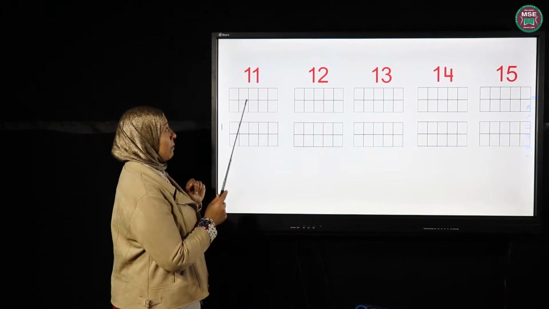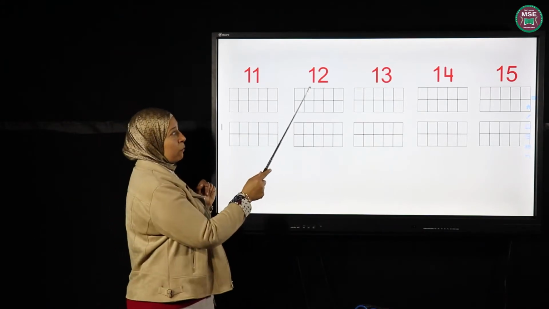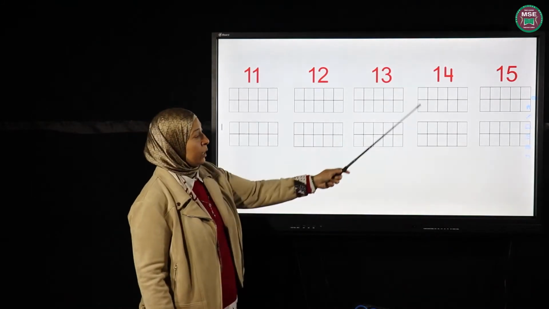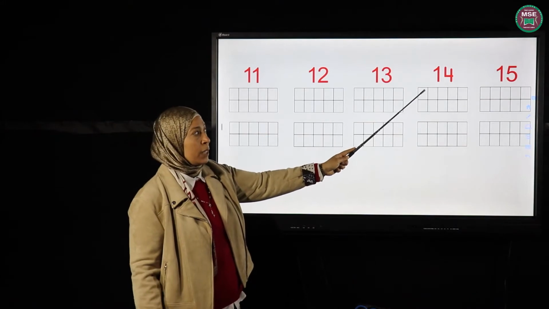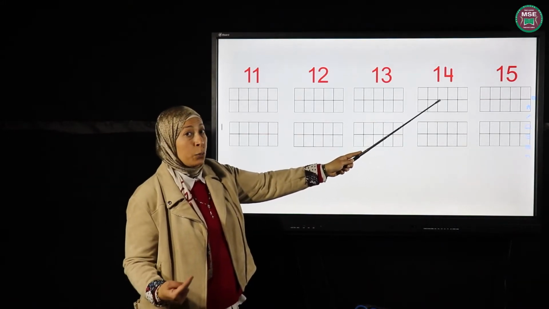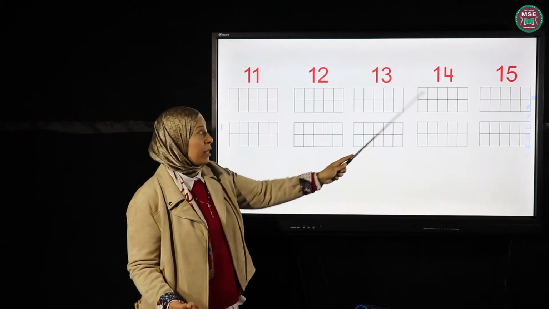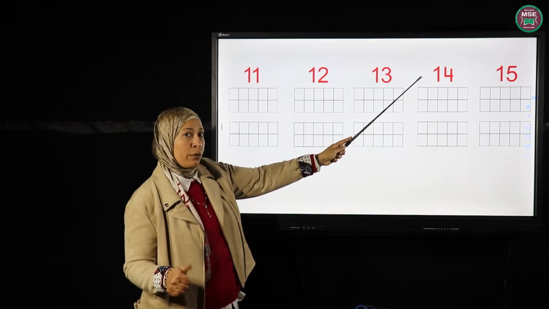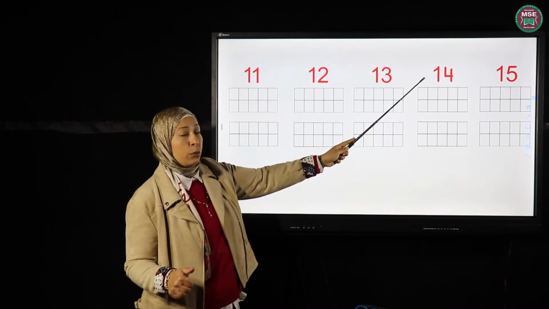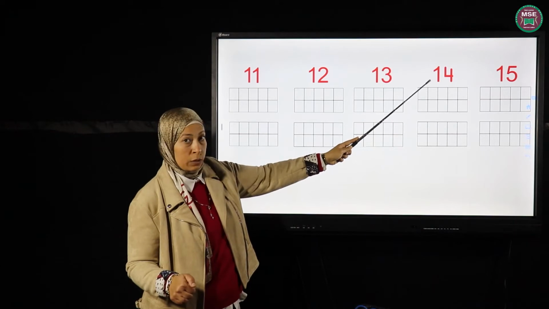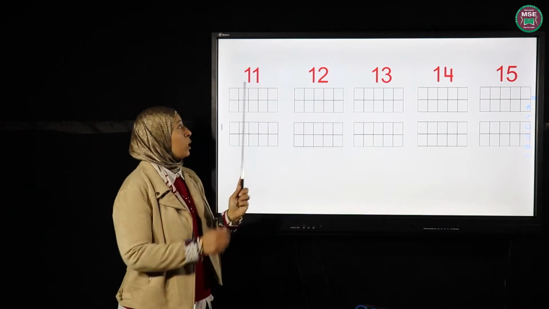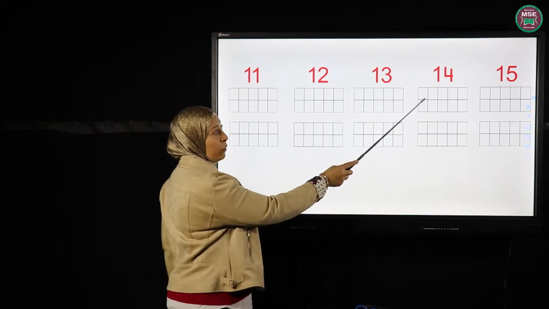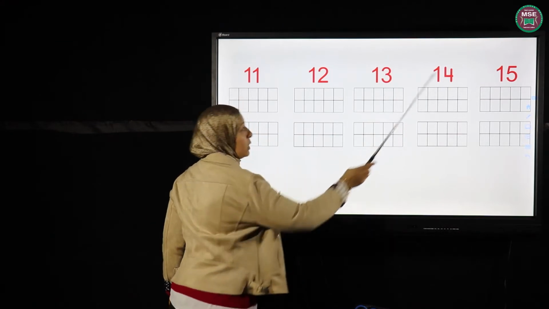Okay, so 11, 1 and 1. 12, 1 and 2. 13, 1 and 3. 14, 1 and 4. And 15, 1 and 5. Can you hear the numbers? The numbers I say, I write, and I have to start writing two-digit numbers. And for 11, 12, 13, 14, 15, we start the number with 1. 1 and 1, 11. 1 and 2, 12. 1 and 3, 13. 1 and 4, 14. And 1 and 5, 15.